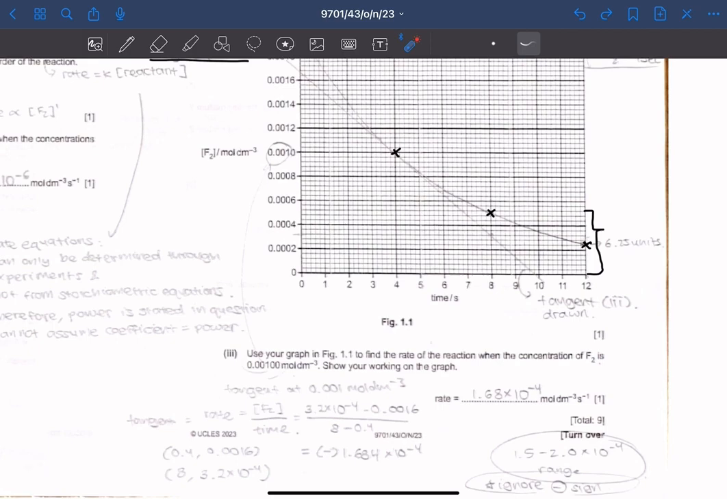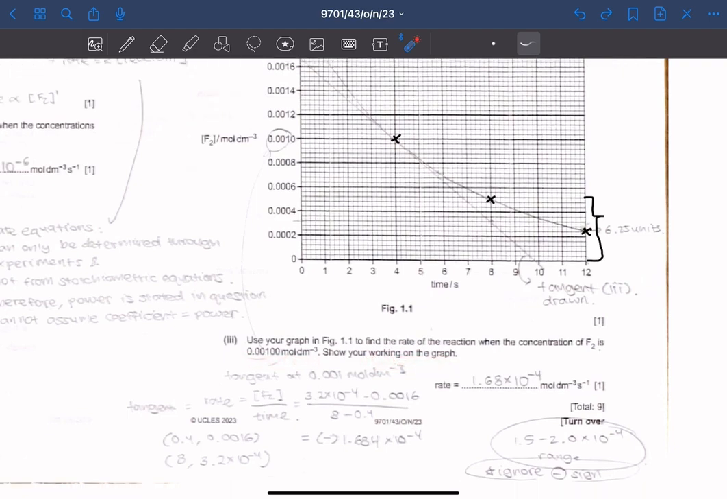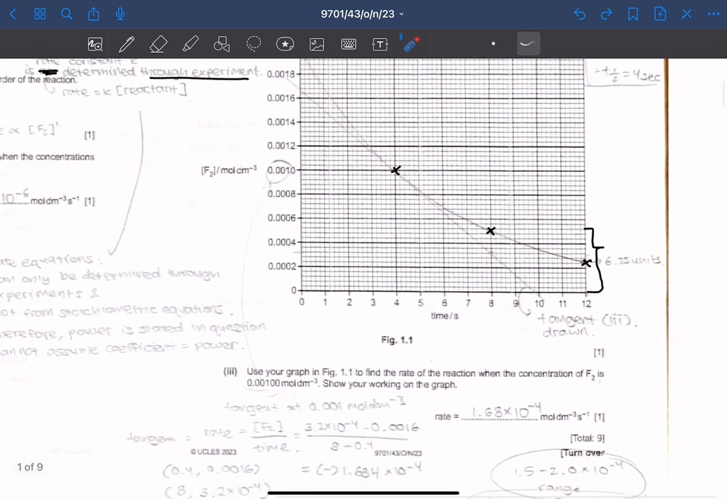Then question III, use your graph in figure 1.1 to find the rate of reaction when the concentration of F2 is 0.001 mole per dm cube. Show your working on the graph. So to answer this question, because it says use your graph in figure 1.1, we are required to draw a tangent in order to get the 1 mark. So we have to draw a tangent at the F2 concentration of 0.001, roughly a tangent that has equal sides here.